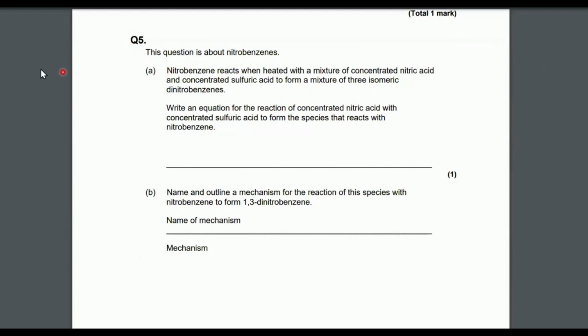Let's get into the last couple of questions in this pack on aromatics in A-level chemistry. This question is about nitrobenzene. Nitrobenzene reacts when heated with a mixture of concentrated nitric acid and concentrated sulfuric acid to form a mixture of three isomeric dinitrobenzenes. Write an equation for the reaction of concentrated nitric acid with concentrated sulfuric acid to form the species that reacts with nitrobenzene.